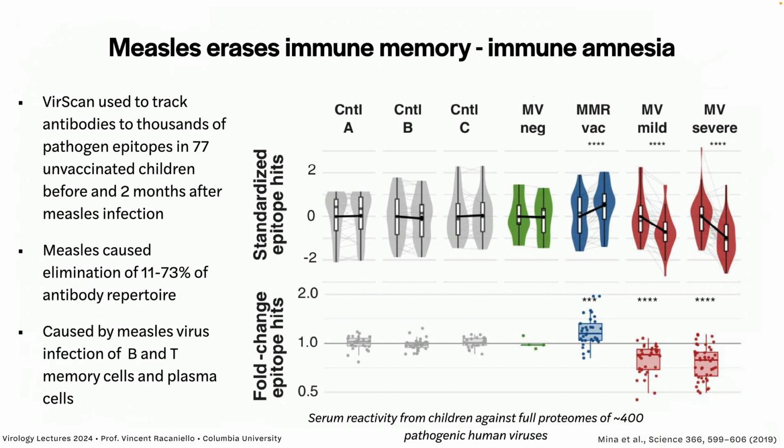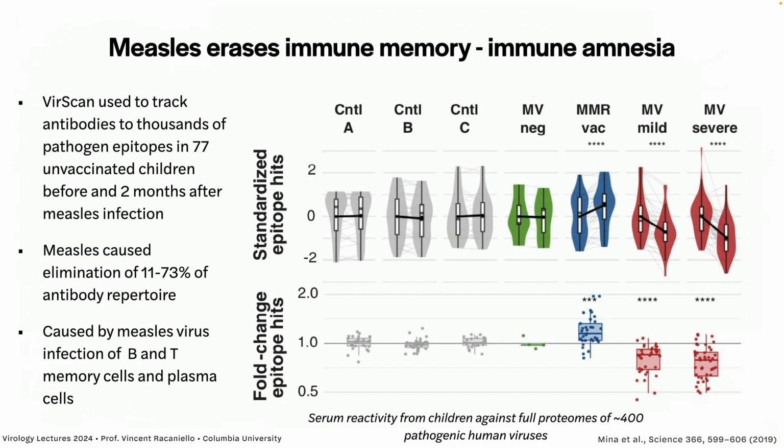This is the experiment that showed it. It's called VirScan. They take overlapping peptides covering 400 pathogenic viruses, all the proteins of 400 pathogenic viruses. They made individual peptides. They put them on a plastic surface, and then they take serum from kids with and without measles and run it over. So you can get an idea of the infection history of these kids.